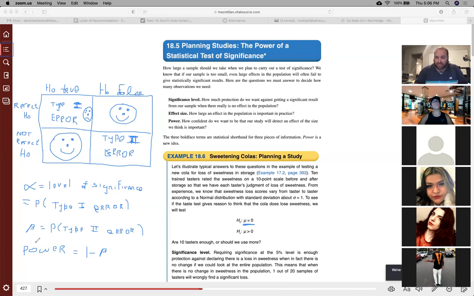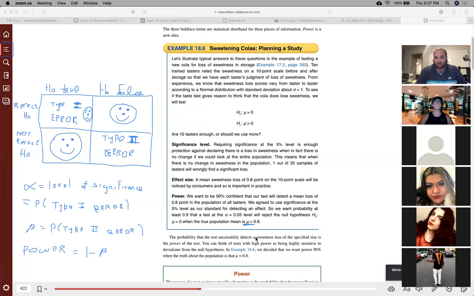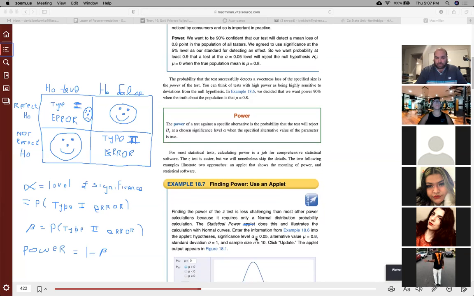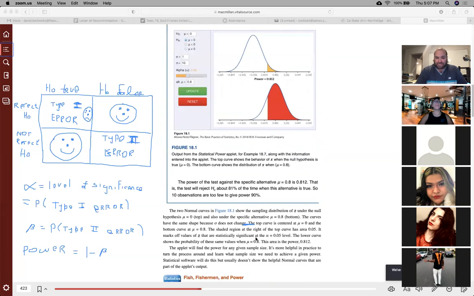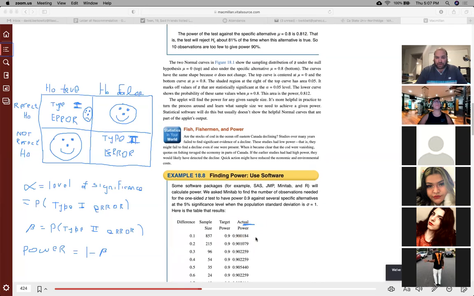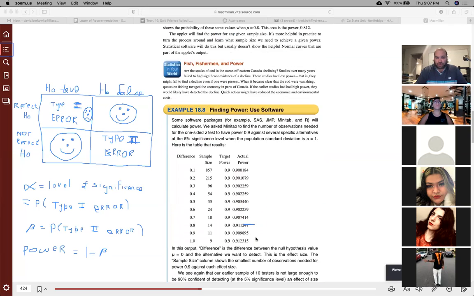So when you're given a specific question, it'll always be, if this is the value, what's beta and what's the power? It will always say to compute beta or the power for a specific value of mu not being 0, or whatever the case may be. Let's do an example. Let's find an example here. Finding power, use software.